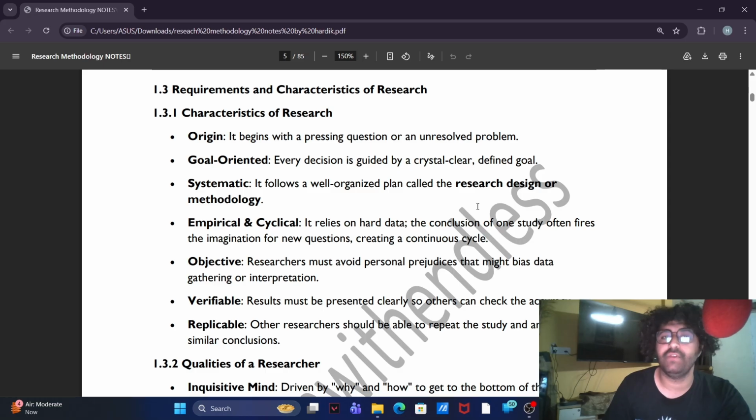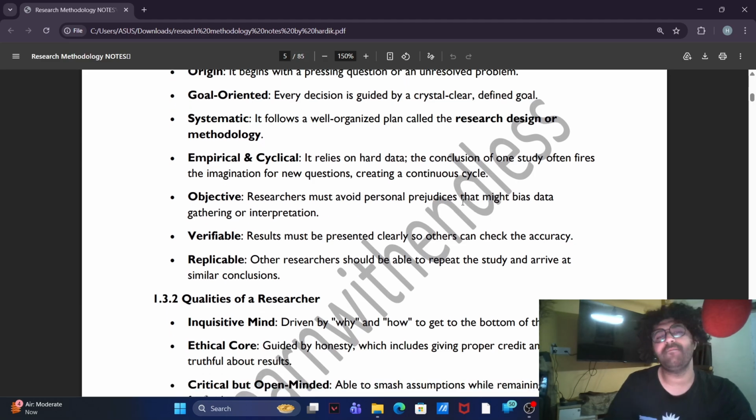Requirements and characteristics of research. Characteristics of research. Origin: it begins with a pressing question or an unresolved problem. Goal oriented: every decision is guided by crystal clear defined goals. It is systematic: it follows a well organized plan called the research design or methodology. It is empirical and cyclical. It relies on hard data. The conclusion of one study often fires the imagination for new questions, creating a continuous cycle.